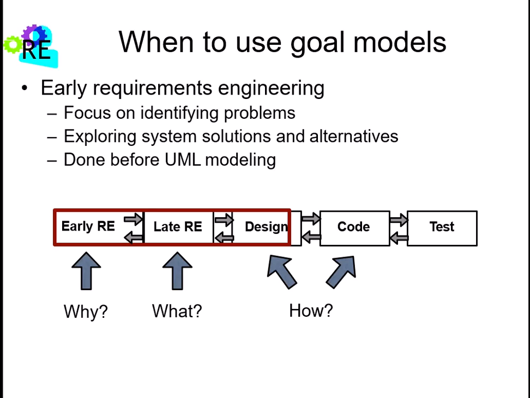Goal model focuses on identifying the problem and exploring the system solutions. So this means if we identify the problem, and after achieving that problem we have achieved the objective or goal, and then system solutions can only be possible with the implementation of the features or services or detailed functionalities.